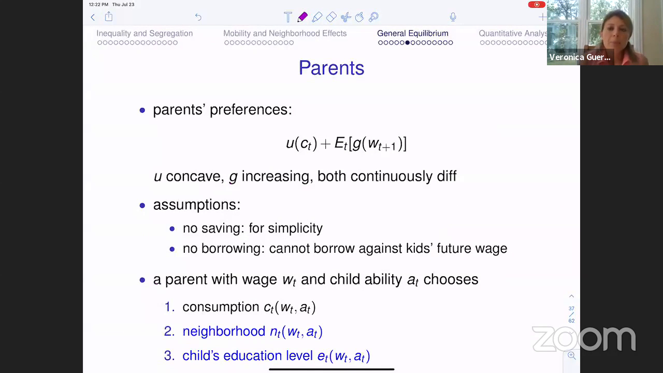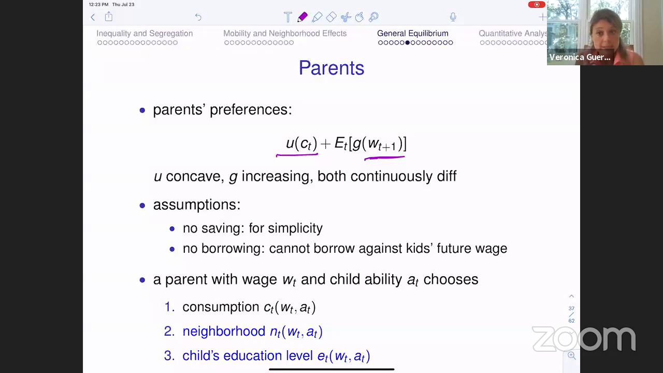Okay, so the parents' preferences. What are the preferences? Parents care about their own consumption, and they care directly about the wage of the kids when they grow up. This is a standard way of formulating preferences in this literature that I've shown you: Durlauf, Benabou, Rogerson, Fernandez and Rogerson, and so forth. And it's a shortcut, clearly. You could have a more infinite horizon view where you care directly about the consumption of your kids, you care about the consumption of their kids, and so forth.